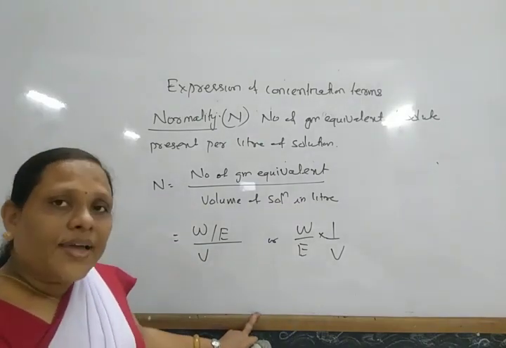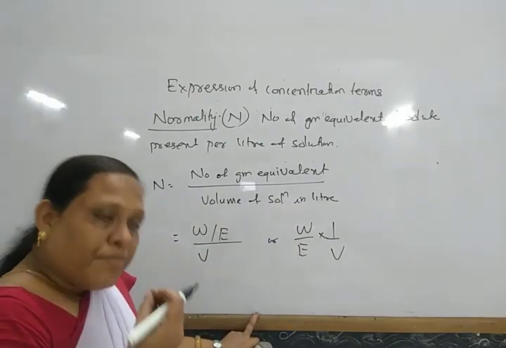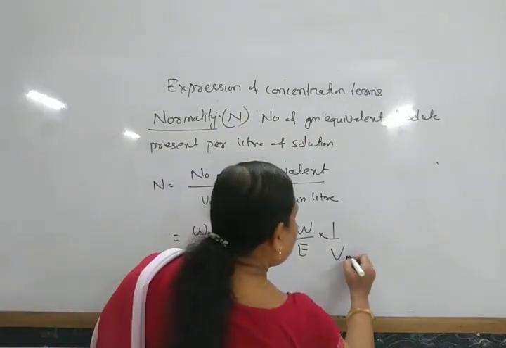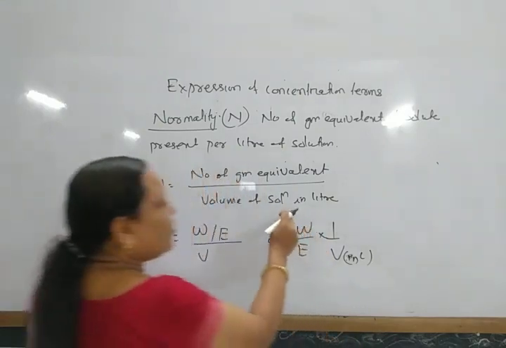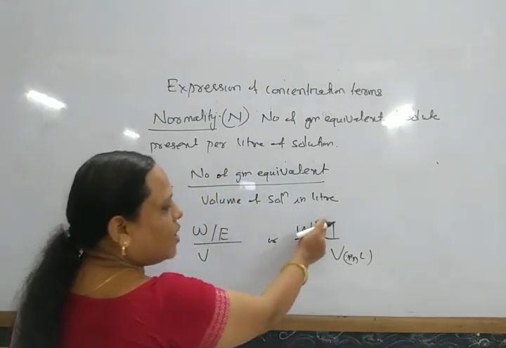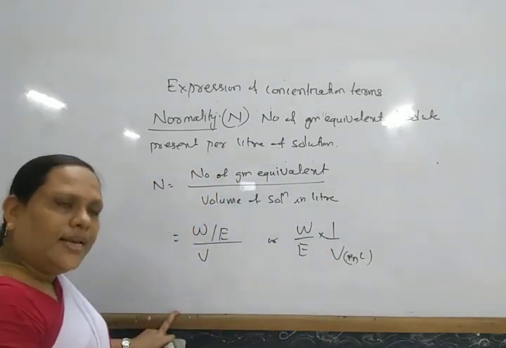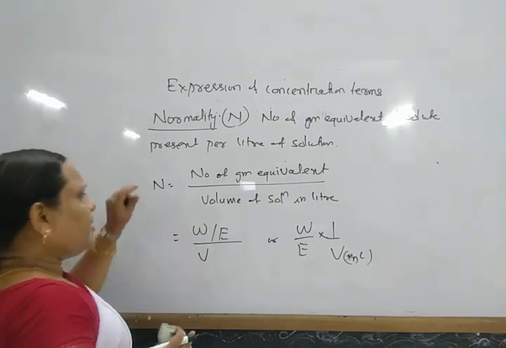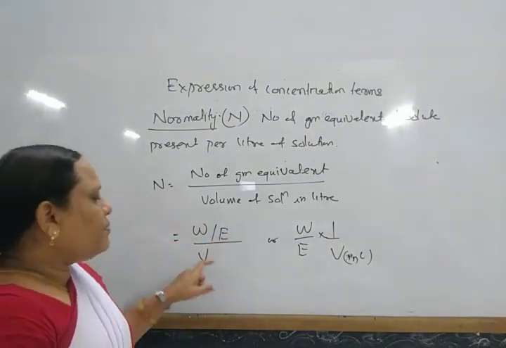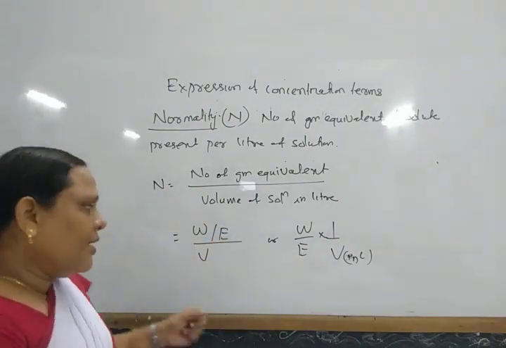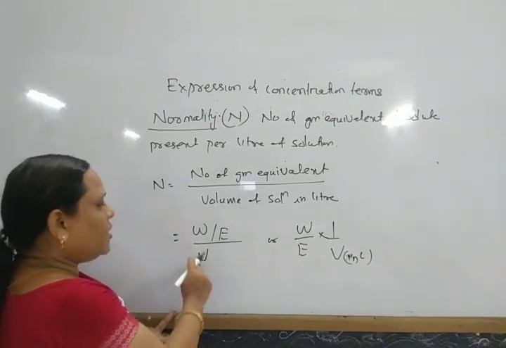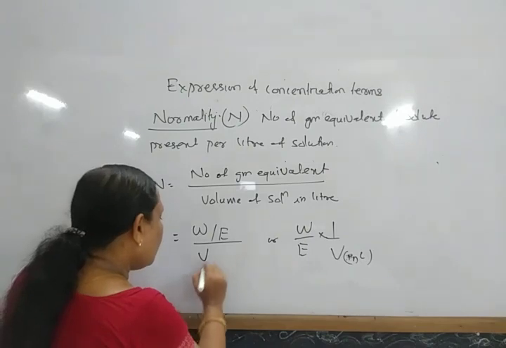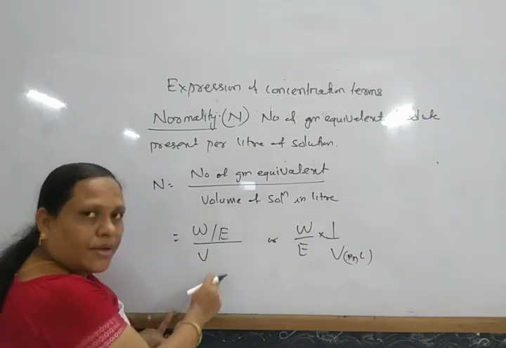If the volume is given in liter, then weight by equivalent mass by 1 by volume in liter. If the volume is given in ml, then volume in ml divided by 1000, W by E into 1000 by V in ml.